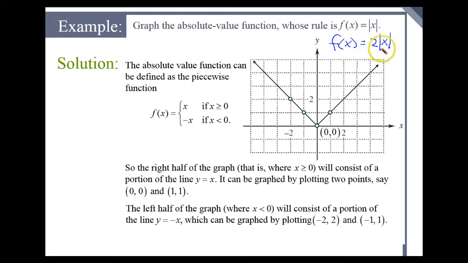Instead of it being just plain x, we're going to get that value of x and multiply it by 2. So here, if x were 1, this would be a 2, so this would be up here, and this would be a negative 2 over here. And if x were 2, then this would be a 4, and this would be a 4 there.